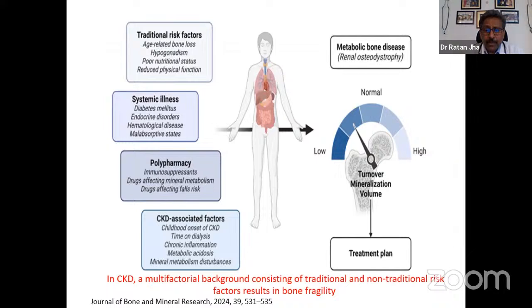So the treatment plan will factor not only the ultimate bone quality and quantity, but also it will have to look at the risk factors which can be treated. And bone health is always measured in terms of TMV, that is, what is the bone turnover, what is the bone mineralization, and the bone volume. And osteoporosis is a situation of reduced bone volume with reduced bone quality that has to be treated adequately.